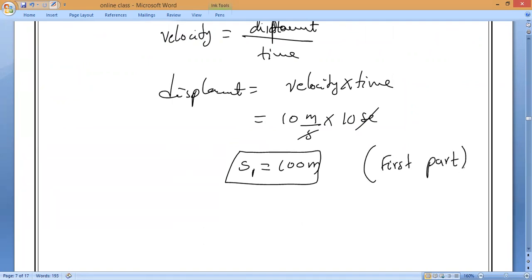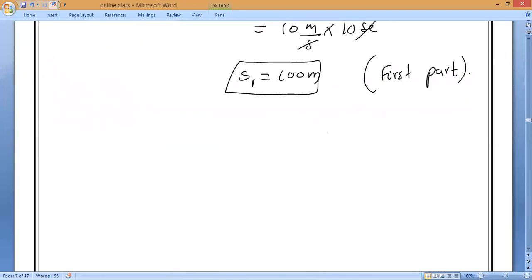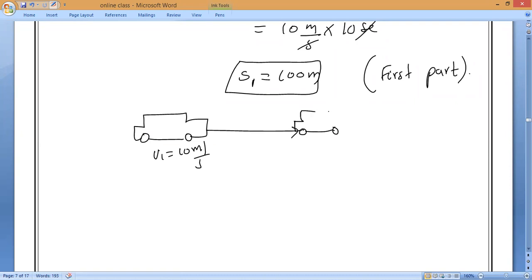Now second part, what is happening? Just check it, everybody. What is the second part of the journey? It moves with a uniform acceleration of 2 meter per second square for how many seconds? For 5 seconds. Find the total displacement and velocity at the end of the 5th second. So now journey 1 is over. What is journey 1? Respond, everyone. Journey 1 initial velocity is 10 meter per second, and it travels for how much time? 10 seconds. So time t1 is equal to 10 seconds.